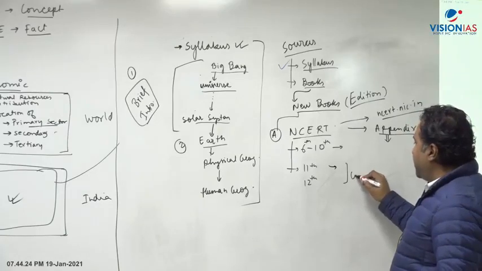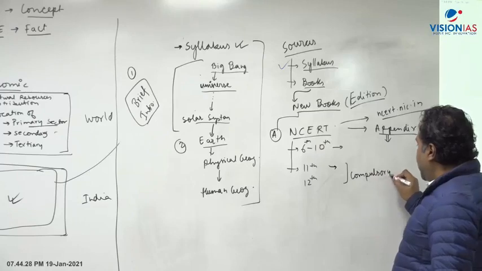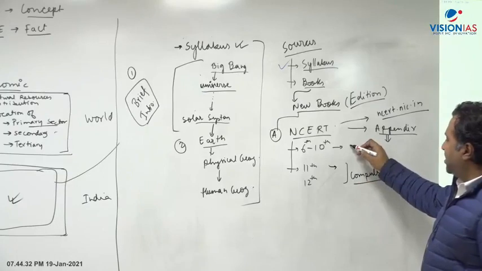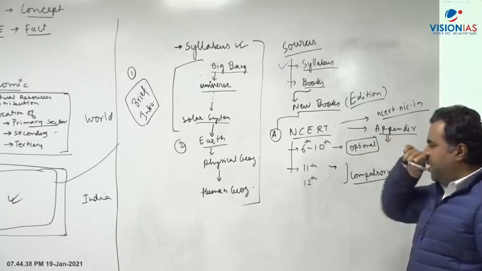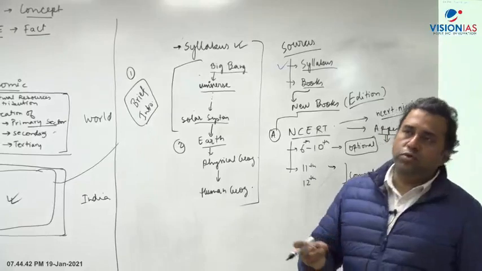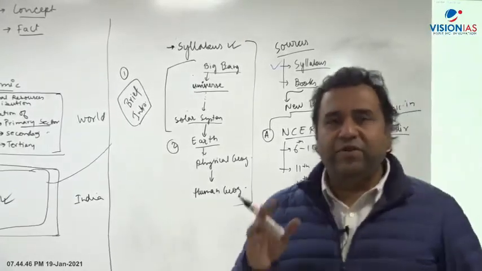So this is compulsory for all, class 11th, 12th. But 6 to 10th is optional for you. Optional means if you want, you can read. But if you don't want, and if you think you can directly read 11, 12 and understand, then you can miss the 6 to 10. Okay, 6 to 10, then you can miss.